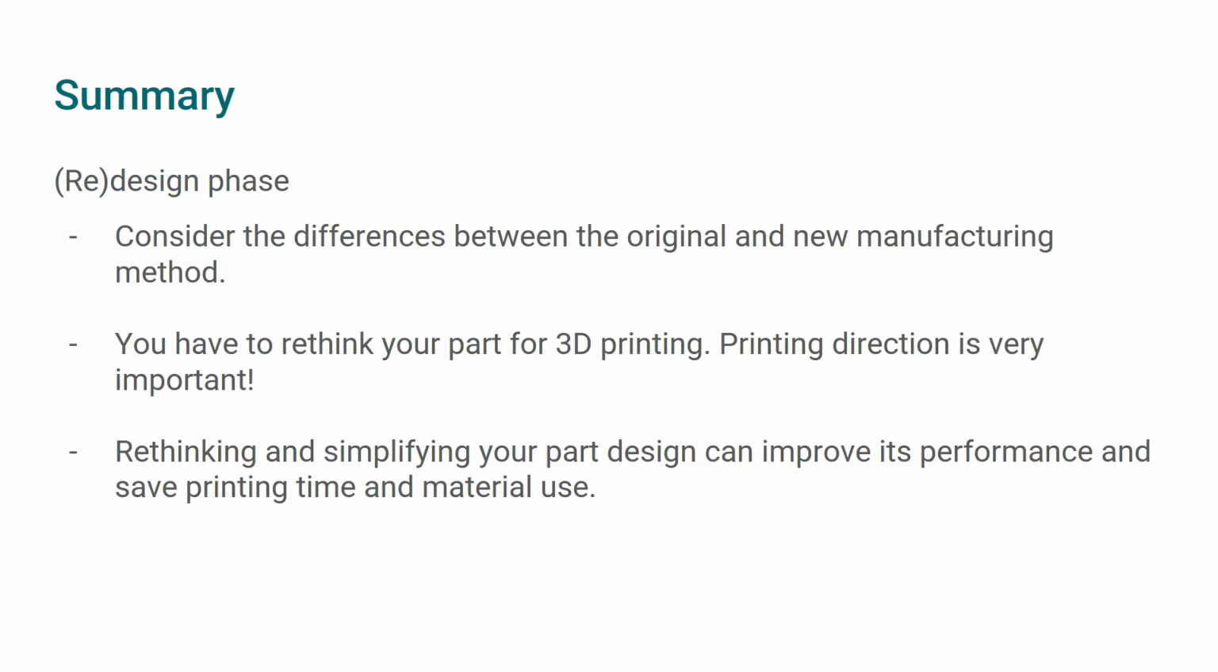So there you have it. In summary, it is important to consider the differences between the original and the new manufacturing method, and how this affects your part. For example, 3D printing can have lower performance but higher form freedom compared to injection molding. To make up for the difference and improve part performance, you will have to rethink your part specifically for 3D printing. Finally, rethinking your part design and simplifying it can also save printing time and materials.